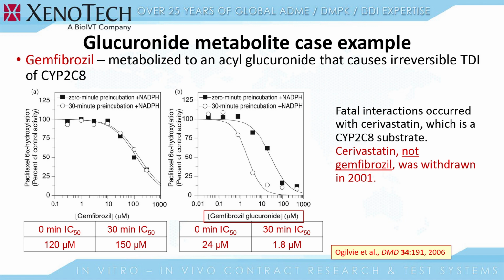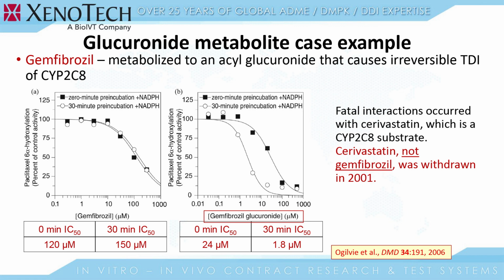The compound gemfibrozole is metabolized to an acylglucuronide that can cause irreversible time-dependent inhibition of CYP2C8. So these are two inhibition plots shown here. These plots are the same except for the drug that's being tested. On the x-axis is the percent of control activity for CYP2C8, and this is plotted as a function of increasing concentration of drugs. On the right-hand side is gemfibrozole. On the left-hand side is gemfibrozole glucuronide, one of its major metabolites.